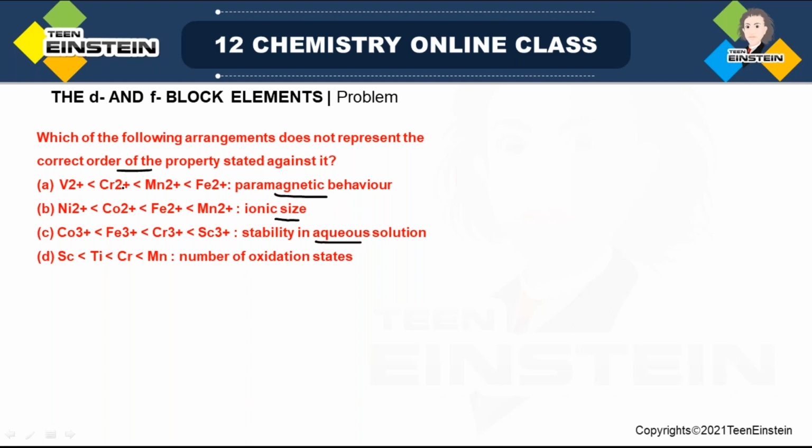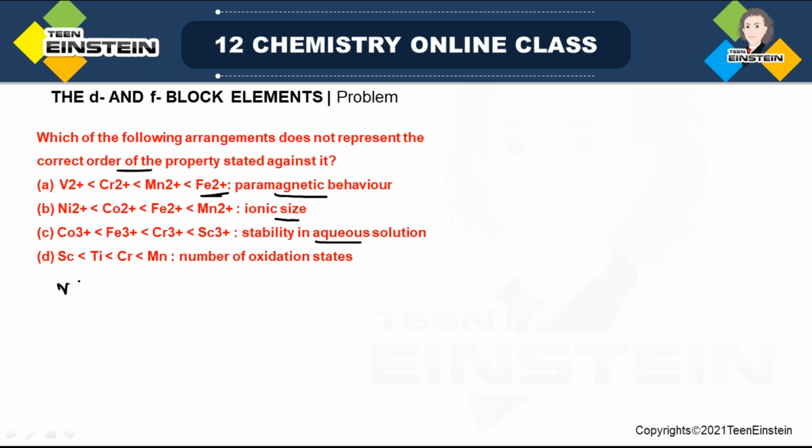So the first one, we have some ions, all in +2 oxidation state: V2+, Cr2+, Mn2+, Fe2+. Now, paramagnetic behavior is maximum for Fe2+ according to this order. It means that the maximum number of unpaired electrons should be present for Fe2+. So we have to find out for each of these 4 species how many unpaired electrons there are, because the higher the number of unpaired electrons, the higher the paramagnetic behavior.